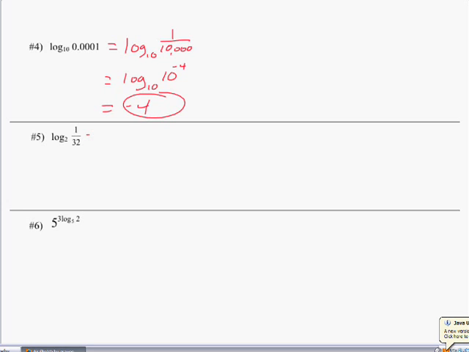I'm going to do number 5 by setting it equal to a variable. Do it either way, it doesn't matter. If I change this to exponential form, I'm saying 2 to the x equals 1 divided by 32. One divided by 32 should be able to be written as a base of 2 to an exponent. 2 to the 5th is 32, therefore 2 to the -5th is 1/32, which makes x -5.